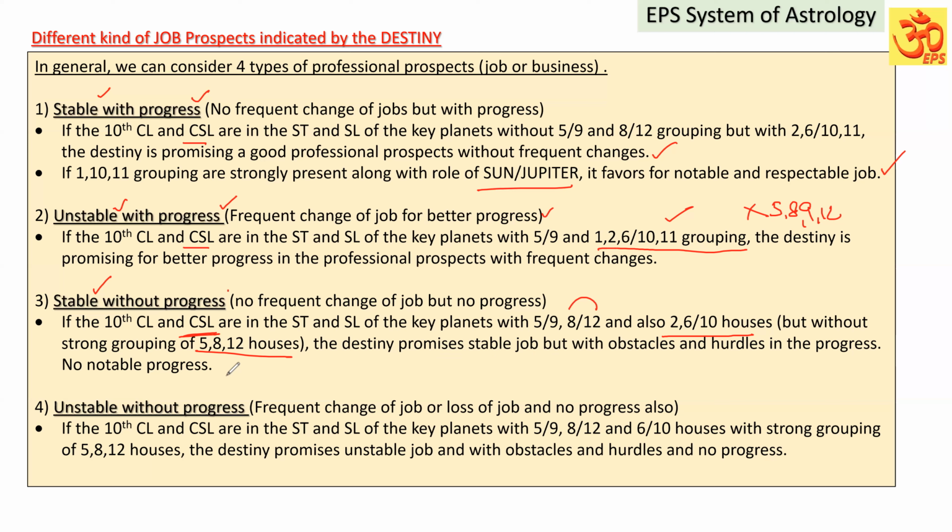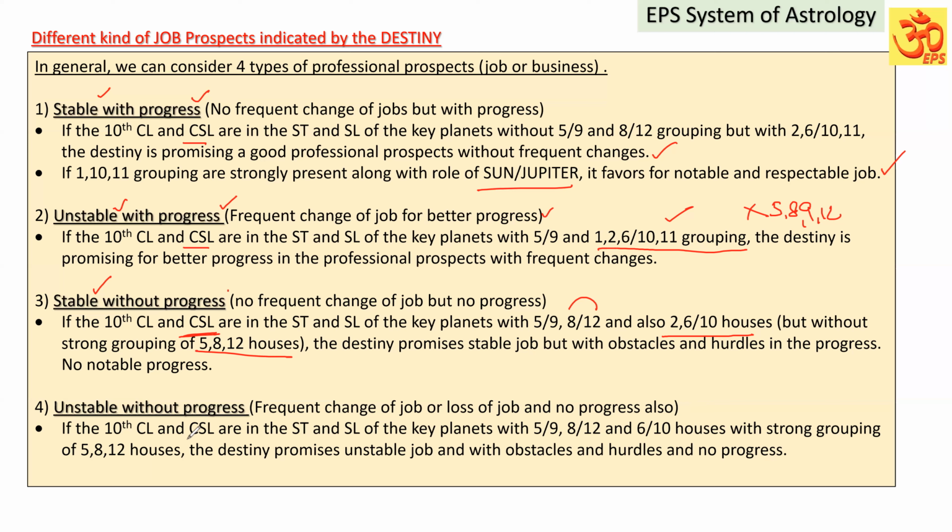Some people will find that there is no stability, and they keep on changing jobs, but there is no progress either. Unstable with progress, we check, because they keep changing jobs for progress. But here they keep on changing the job, and there is no progress. Sometimes there will be loss of job also, and a jobless period will be there. Frequent change of job or loss of job and no progress. Some people will have such a destiny.